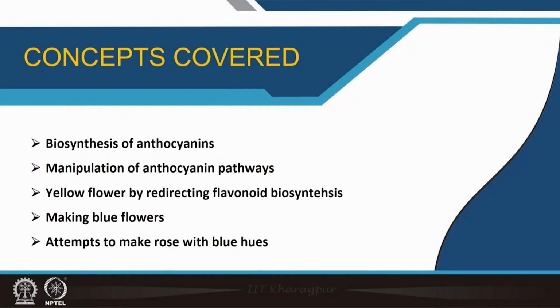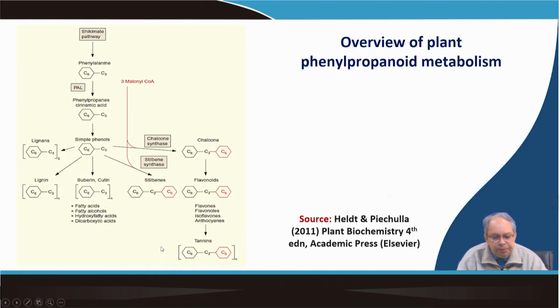So, the concepts to be covered: biosynthesis of anthocyanins I have already discussed; manipulation of the anthocyanin pathway is our theme of discussion in this class. I will talk mostly about yellow flowers by redirecting flavonoid biosynthesis, then making blue flowers, and then attempts to make roses with blue hues.